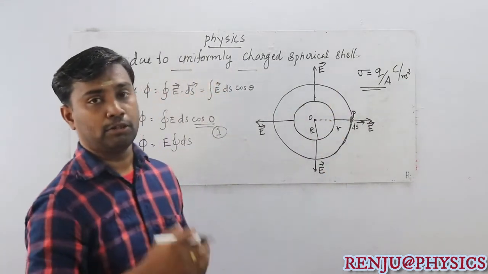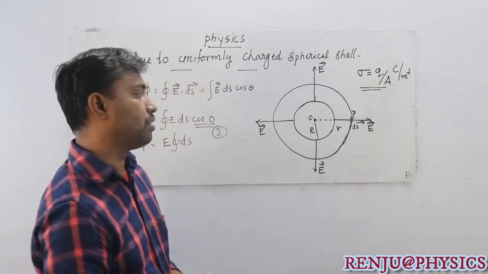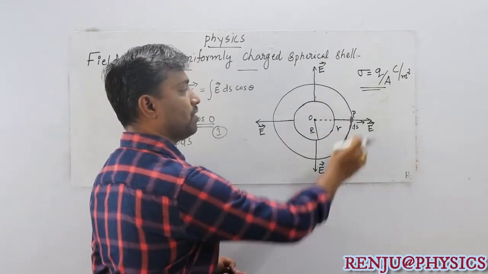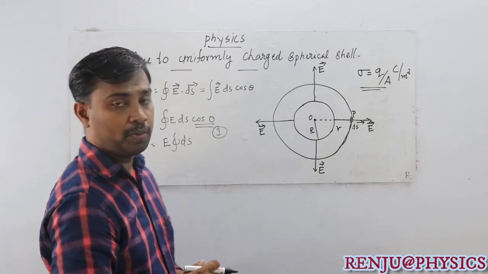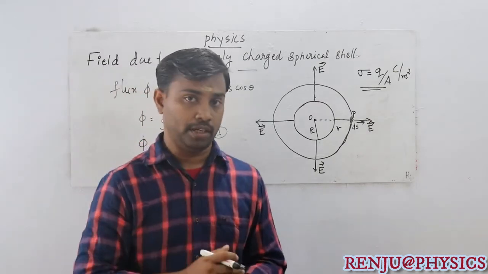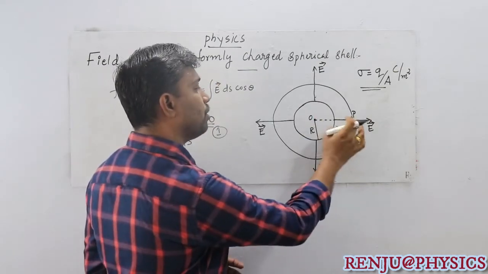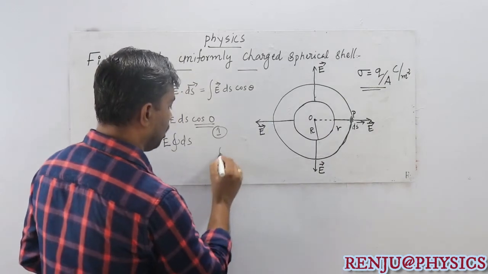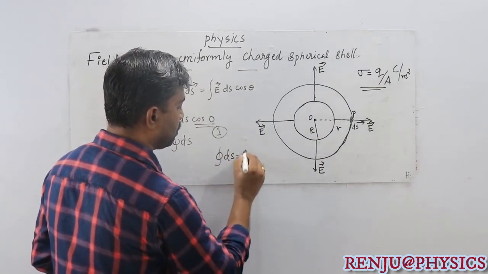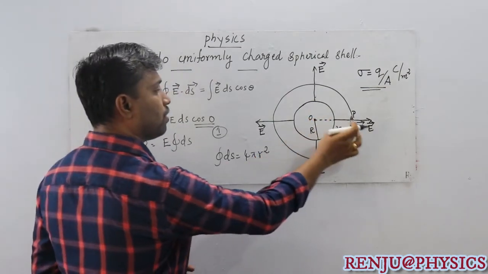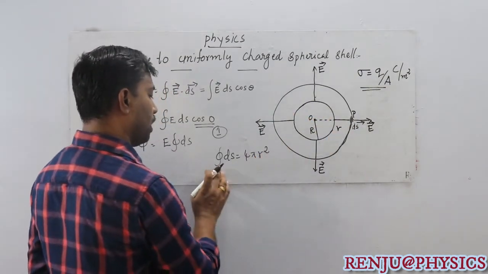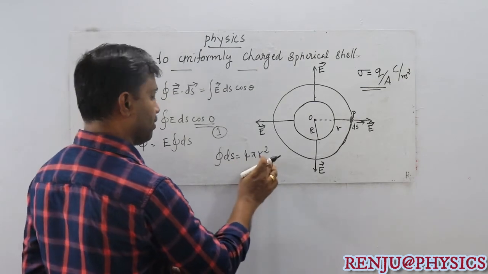So we have to find out the total area of the Gaussian surface. Here the Gaussian surface is in the form of a sphere. We know that the equation for the area of a sphere is 4 pi r squared, where r is the radius of the Gaussian surface. Then integral ds is 4 pi r squared, so we get integral ds equal to 4 pi r squared.